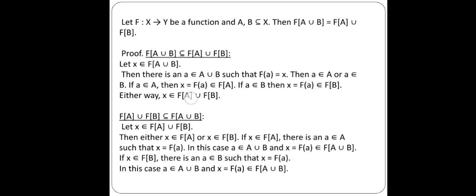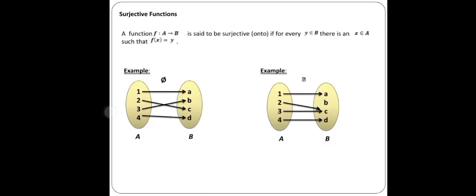So now let's proceed to surjective functions. So here's the definition. A function from set A to set B is said to be surjective or onto if for every element y in set B there is an element x in the set A such that f of x is equal to y. So now let's have an example.